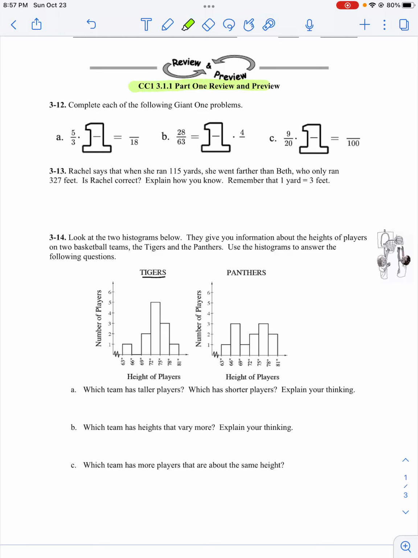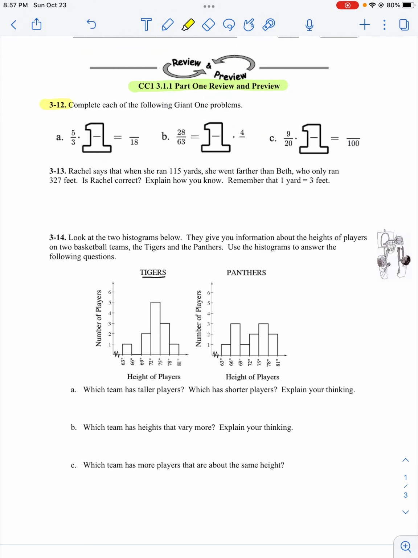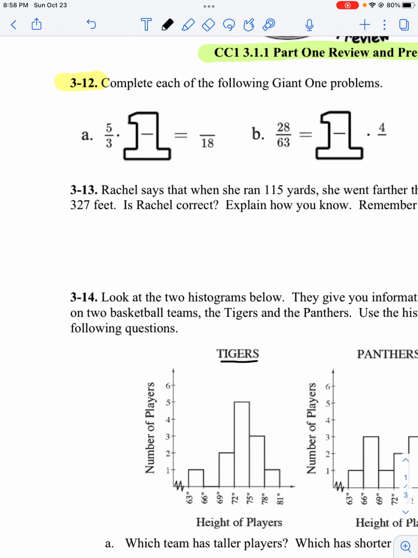Okay, today we are going over CC1 3.1.1 Part 1, Review and Preview. Our first problem is problem 12. We need to complete each of the following Giant 1 problems.